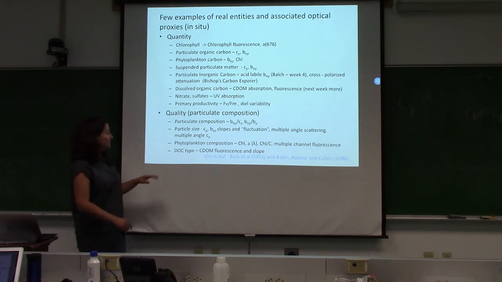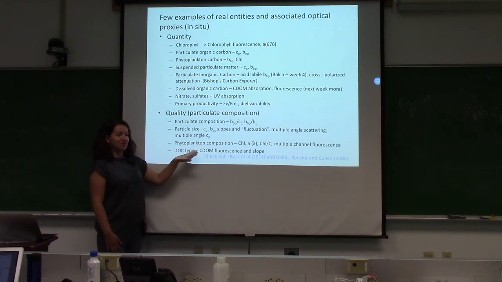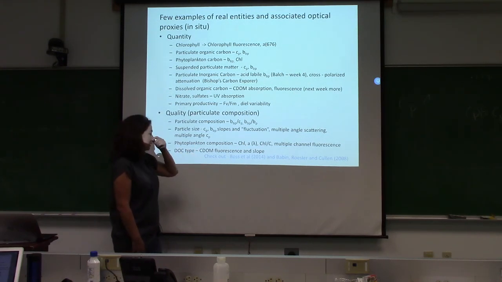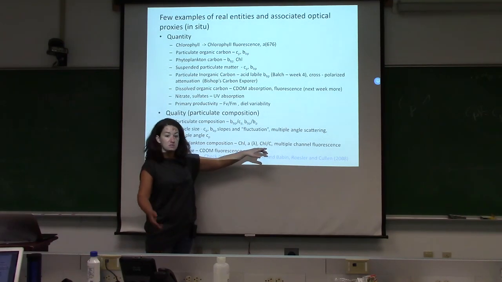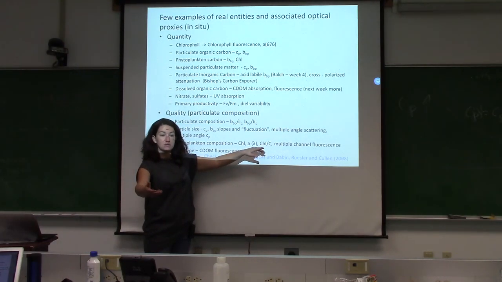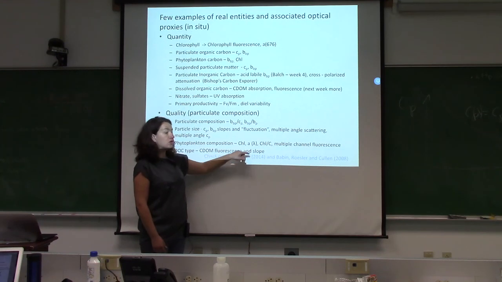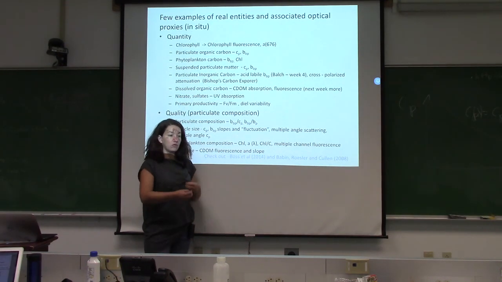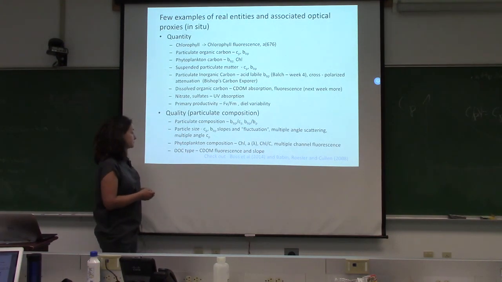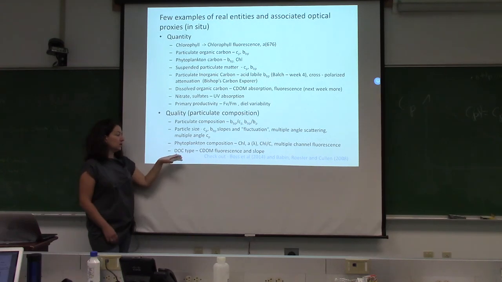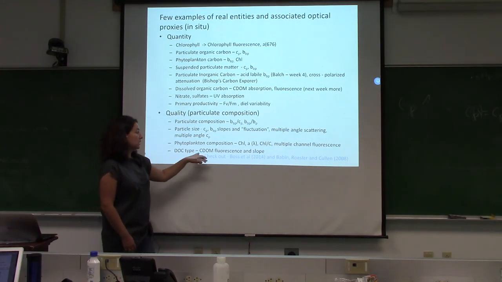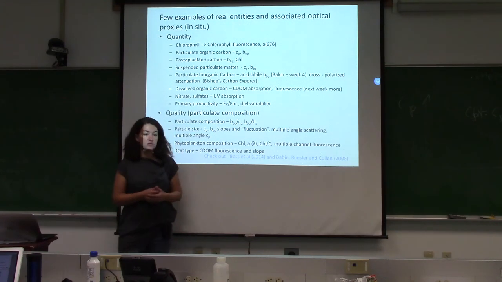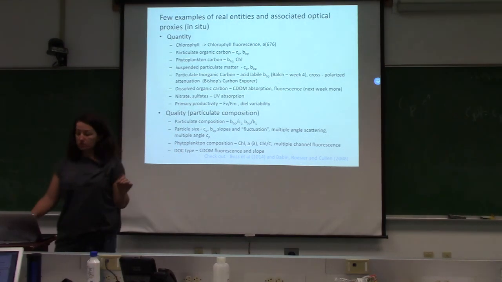I will learn. Phytoplankton composition, going back to PFTs, you can play with different ratios of the chlorophyll to carbon, multiple channel fluorescence, because then we know that they have different pigments. They will fluoresce differently. Go with chlorophyll, look at distribution of the chlorophyll, look at the APs, and so on. And then DOC type. Different types of dissolved organic carbon will have, if they're colored, different fluorescence signals and different slopes. So I'm going to touch upon some of these.